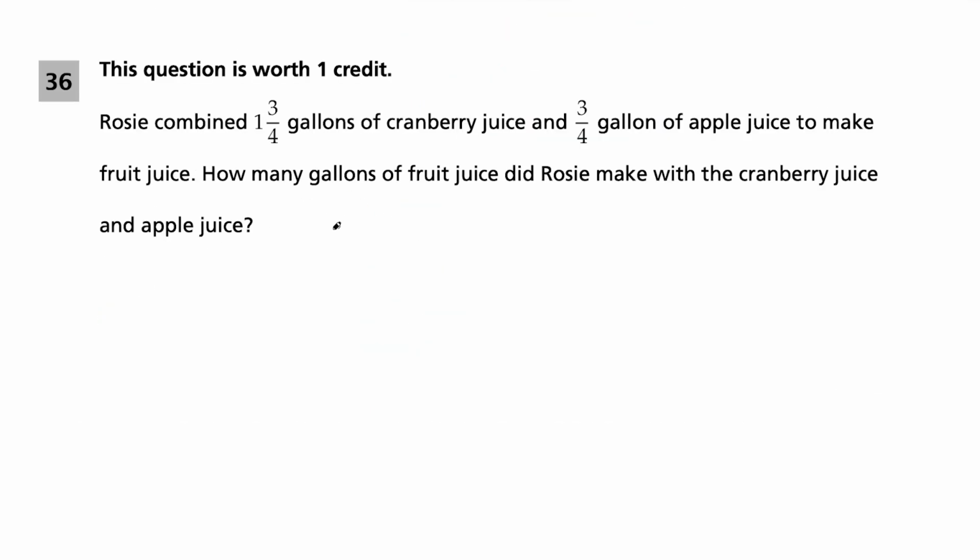Question 36, Rosie combined 1 3/4 gallons of cranberry juice and 3/4 of a gallon of apple juice to make fruit juice. And we want to know how many gallons of fruit juice Rosie made with the cranberry juice and apple juice.